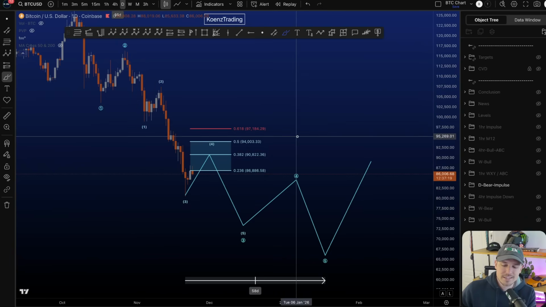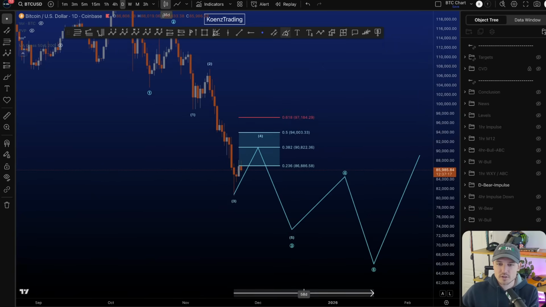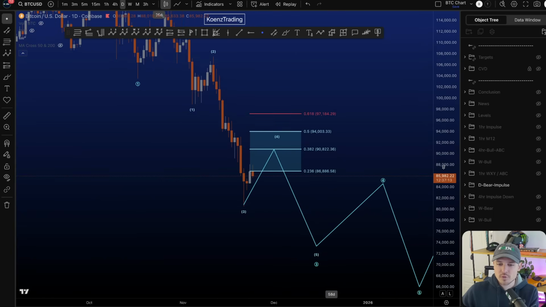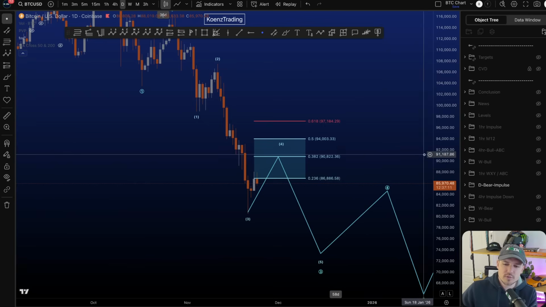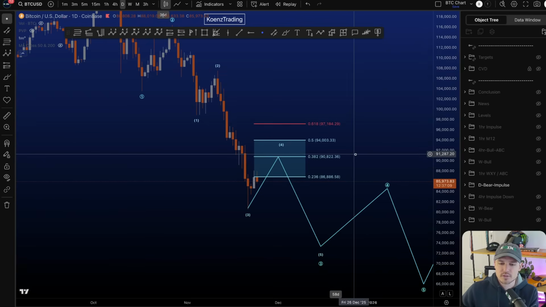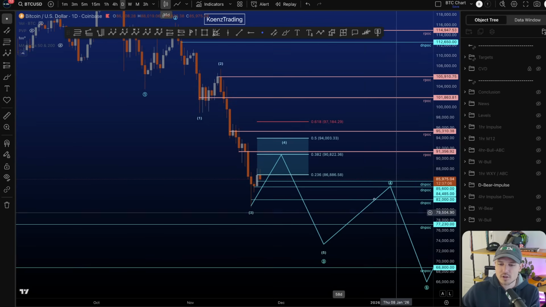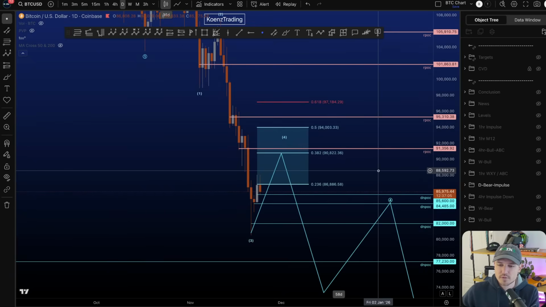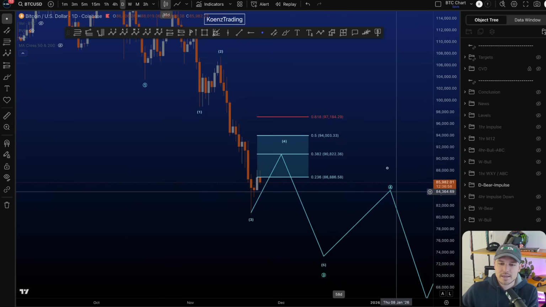Invalidation for 4, 97.2k. Common target for 4, 86.9 to 94k. It's quite interesting to keep an eye on the 302, which in general is quite a common target for a wave 4 anyway, but it is also in confluence with this range point of control at 91.3, which gives it a bit of additional resistance. So it's interesting to at least keep in mind.